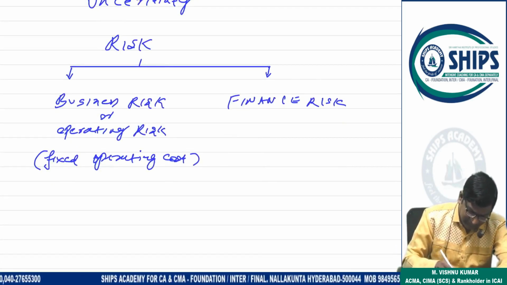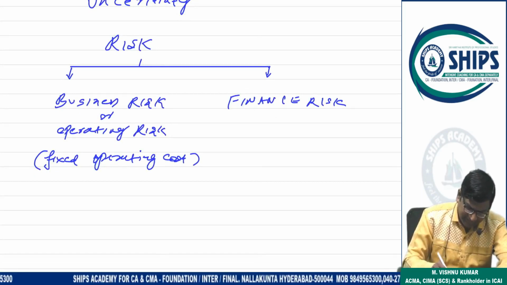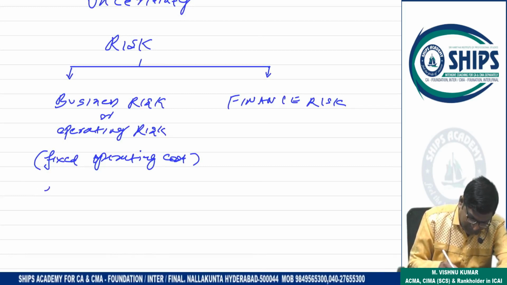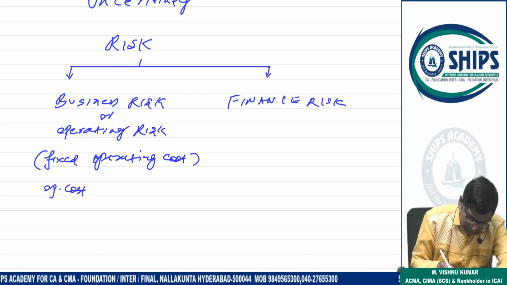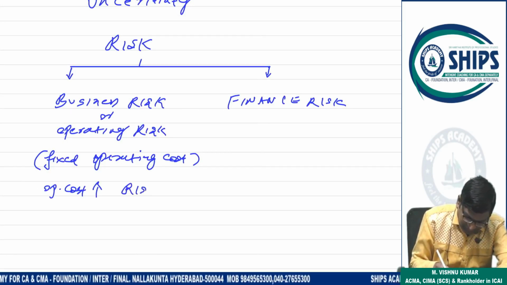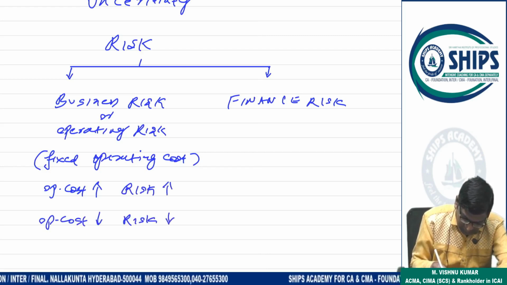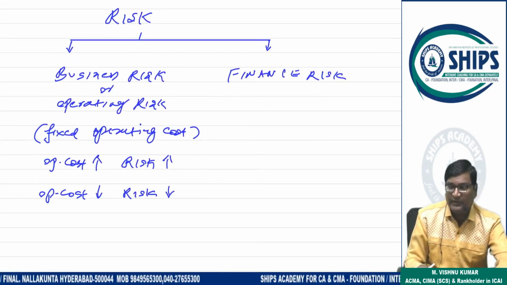So operating risk is arising from fixed operating cost. If operating cost is high, risk will be high. If operating cost is less, risk will also be less.